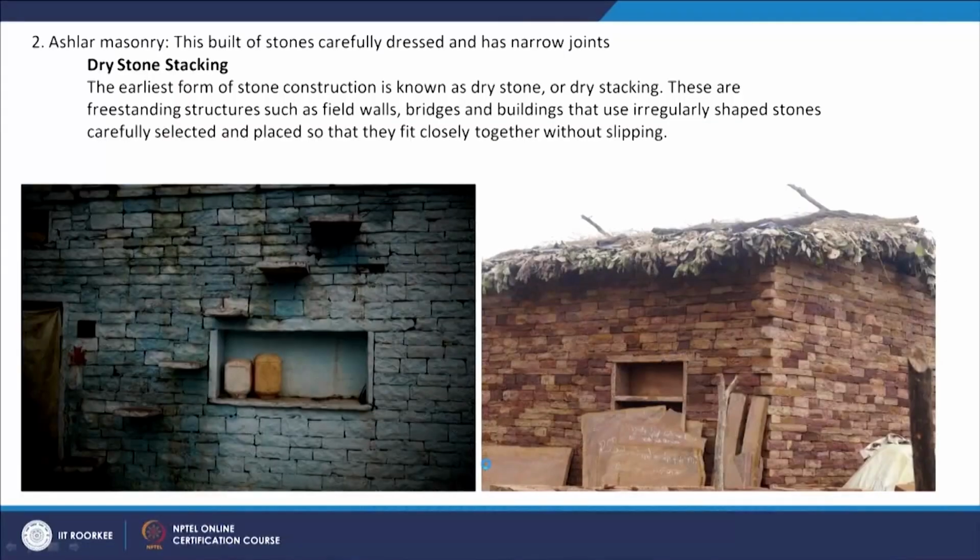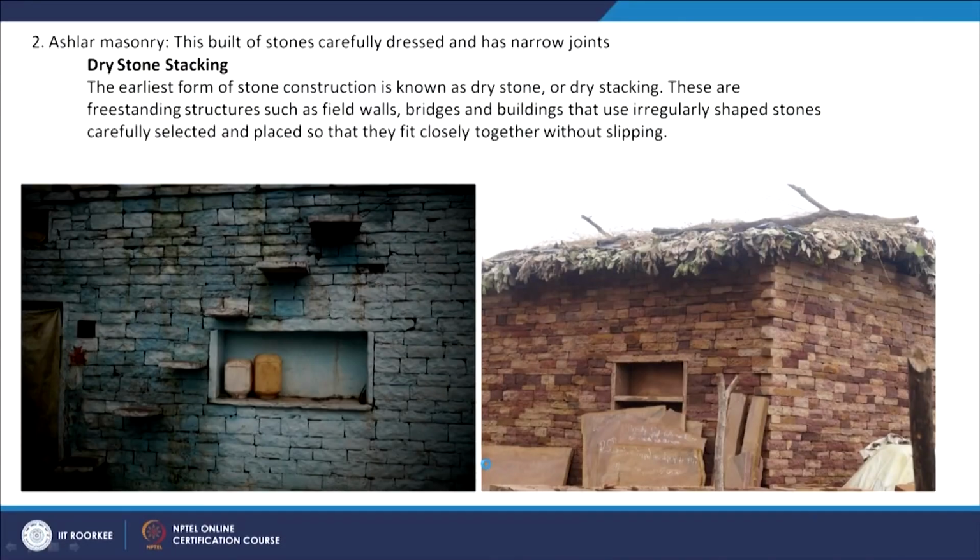And again, we discussed ashlar masonry, and this is also one of the forms of dry stone stacking. With this photograph, what you see, there is no mortar used. When I was working at the School of Planning and Architecture, Bhopal, we used to take our students to document various vernacular building typologies, sometimes completely based on mud, sometimes whole villages built with stone.